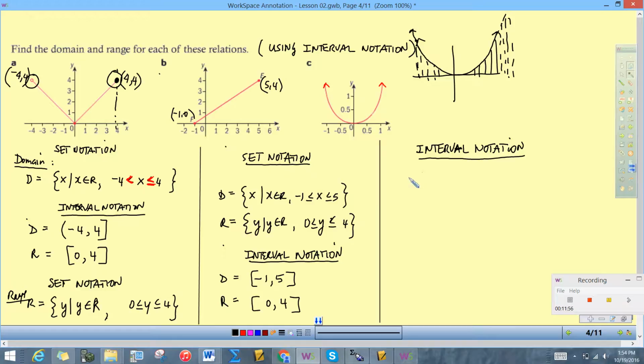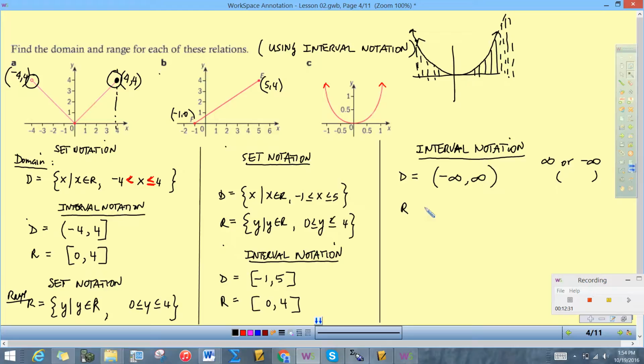I can say that for the domain, because the values of the x seem to be going in every direction, I will have a round bracket, going from -infinity all the way to infinity, because it's going in every direction. Now keep in mind that any time you are dealing with infinity or negative infinity, there will always be round brackets, because infinity can't be stopped. Okay, you can't include infinity.